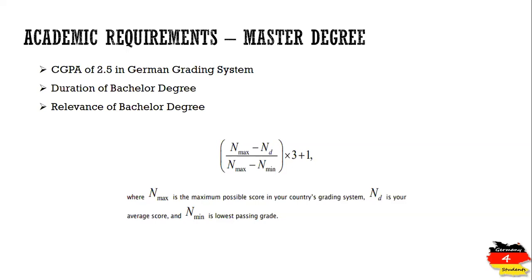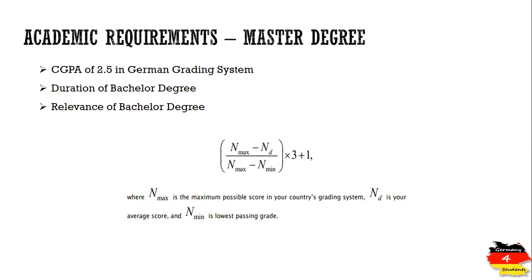Let's see how we can convert our local CGPA into the German grading system. The formula is given at the bottom. You can see it, and it's usually called the Bavarian grading system. And 90% of German universities use this formula when they convert foreign grades into the German grading system.